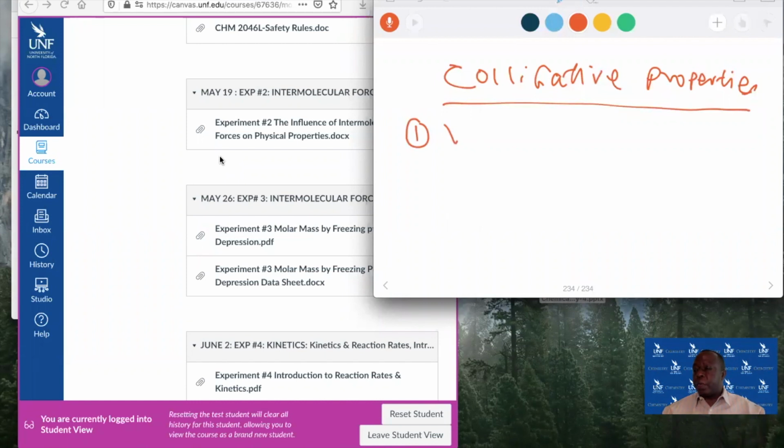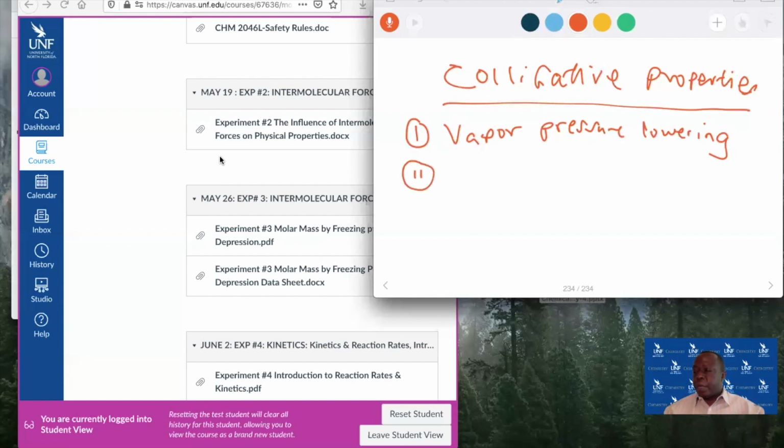One is vapor pressure lowering. That means the vapor pressure of the pure solvent is always higher than the vapor pressure of the solution. You lower the vapor pressure of the solution. There is an equation for that. You may be asked on an exam to calculate the vapor pressure of a solution. Please refer to the class text.